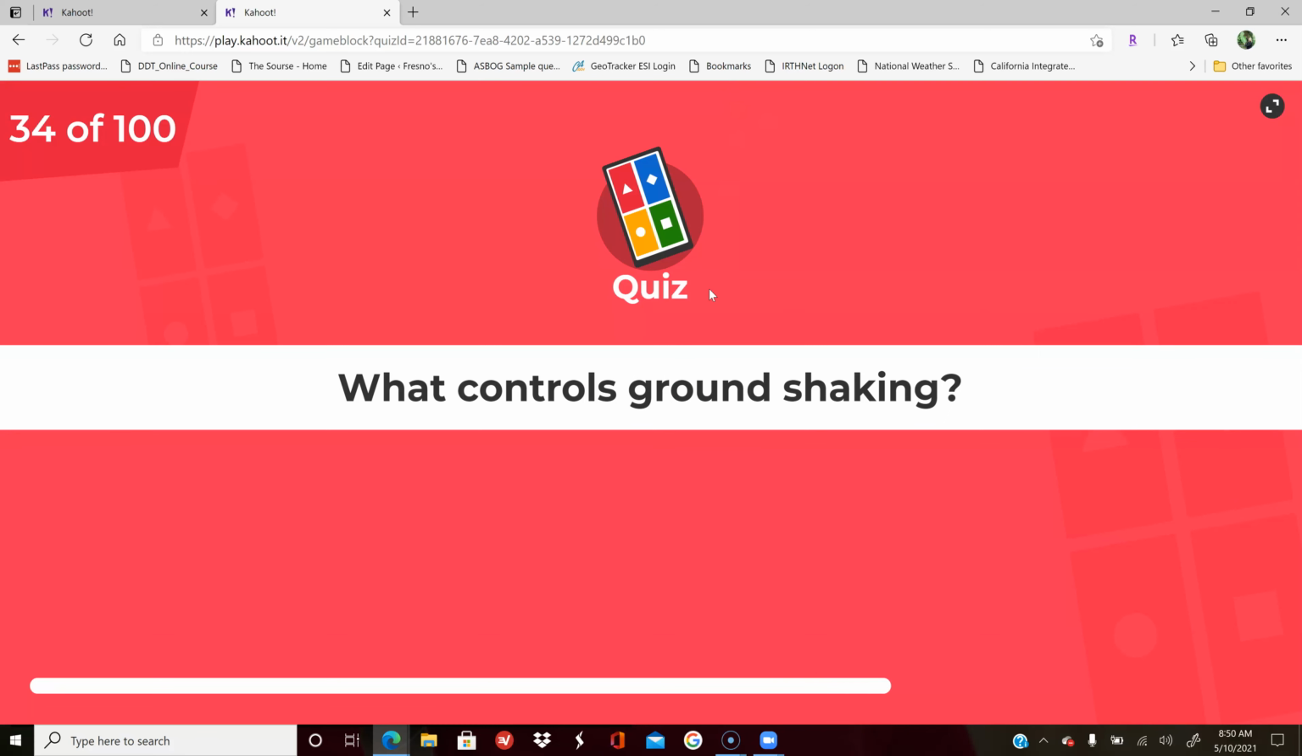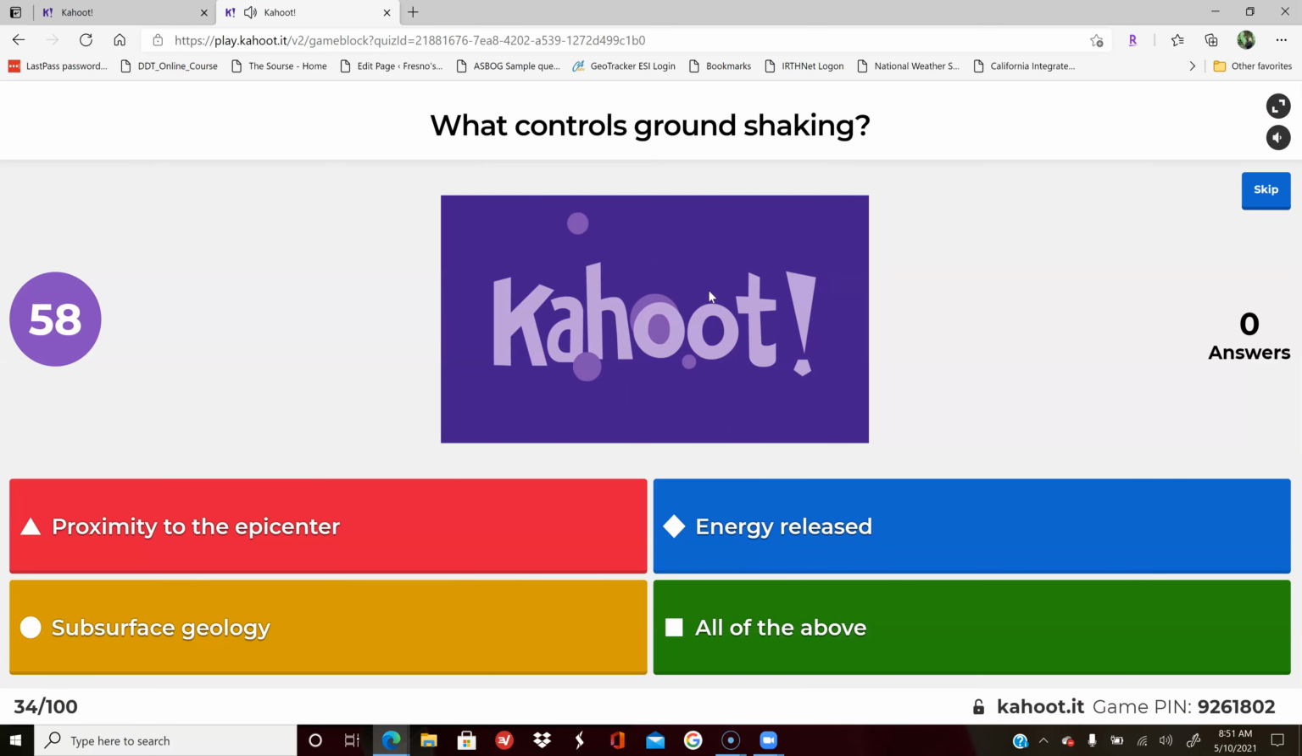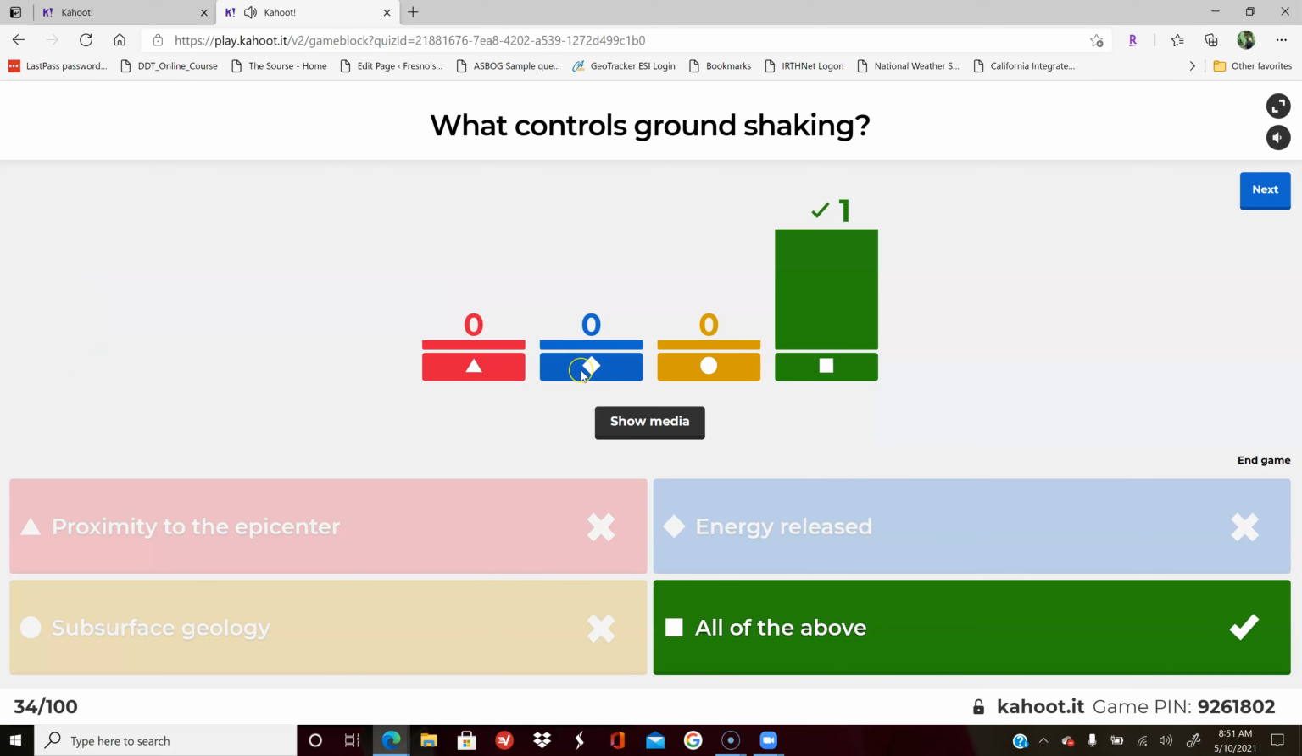What controls ground shaking? Proximity to the epicenter, energy released, subsurface geology, or all of the above? That'll be all of the above. So the closer you are to the epicenter, the greater the energy released, and the weaker your subsurface geology is, the greater the ground shaking will be.